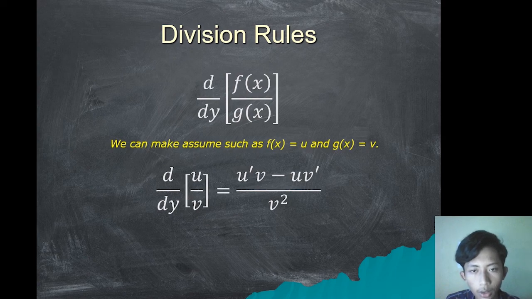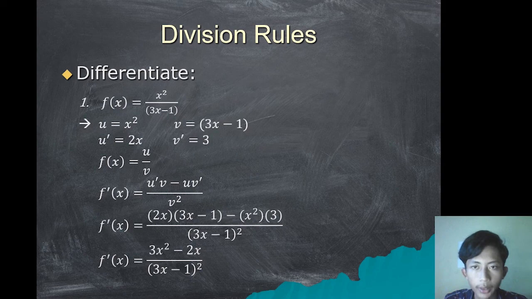We can make assumptions such as f(x) is equal to u and h(x) is equal to v. And we got y prime is equal to u prime v minus u v prime all over v squared. For example, differentiate f(x) is equal to x squared over 3x minus 1. We can make u is equal to x squared, u prime is equal to 2x, v is equal to 3x minus 1, and v prime is equal to 3.